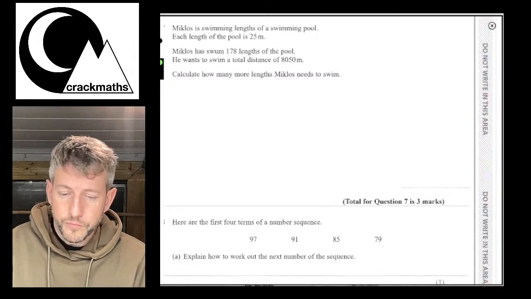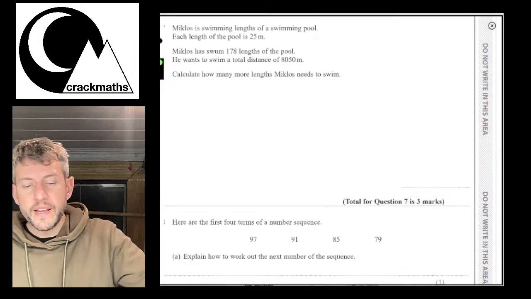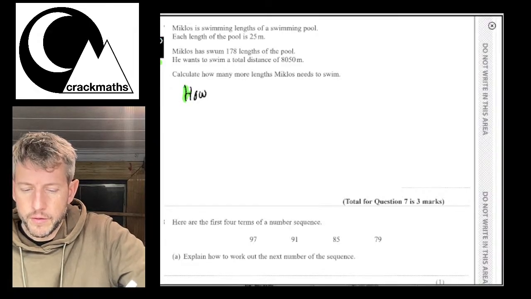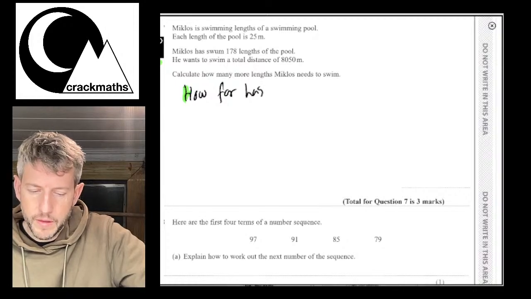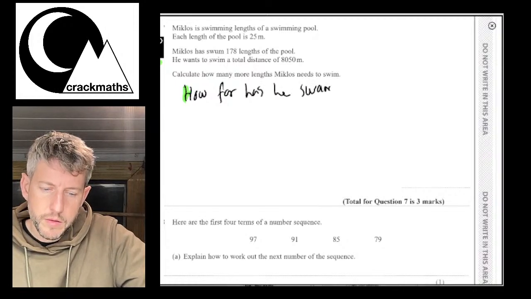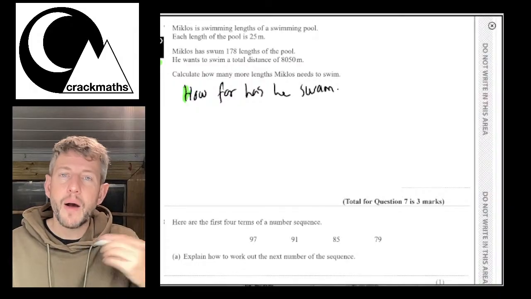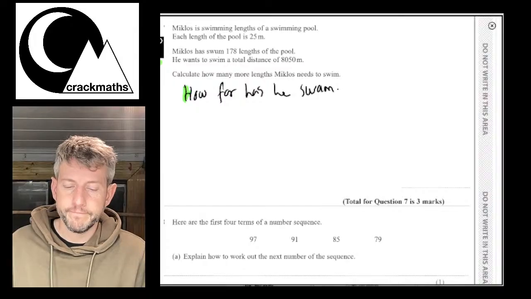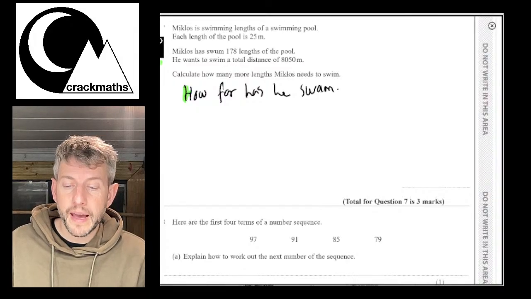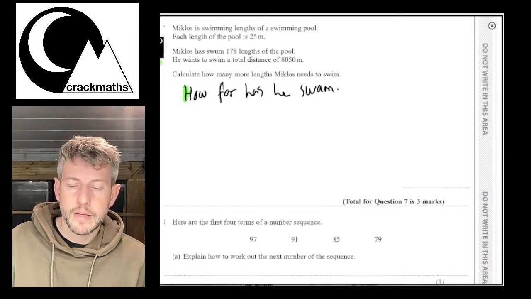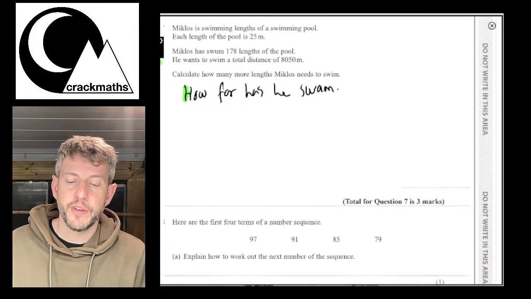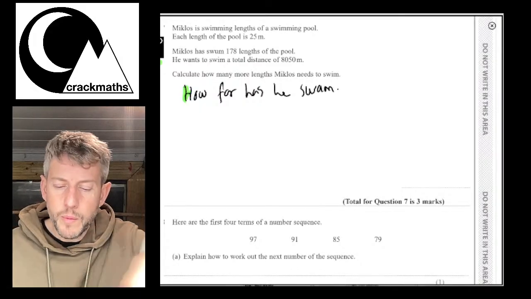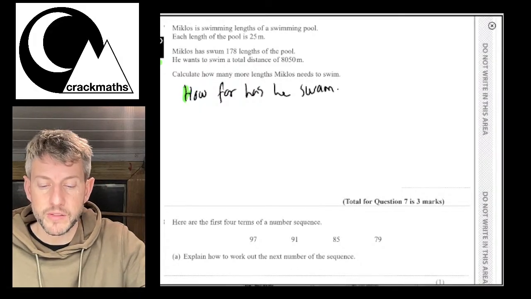Okay, so we need to know some things. We need to know how far has he swum already? And then we need to know how much further does he have to swim. Or we could work out how many lengths. Right, fine. So let's work out how far Miklos has swum.